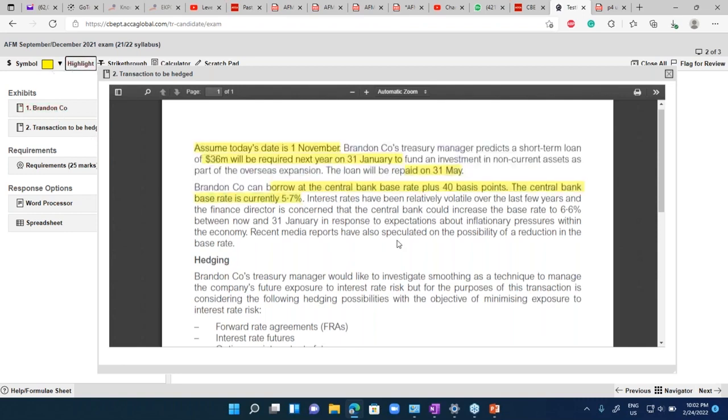Interest rates have been relatively volatile over the last few years, and the finance director is concerned that the central bank could increase the base rate to 6.6% between now and 31st January. The recent media reports have also speculated on the possibility of a reduction in the base rate. So some media are also saying that interest rates can go down, but the majority are saying the rate will increase. Hedging.